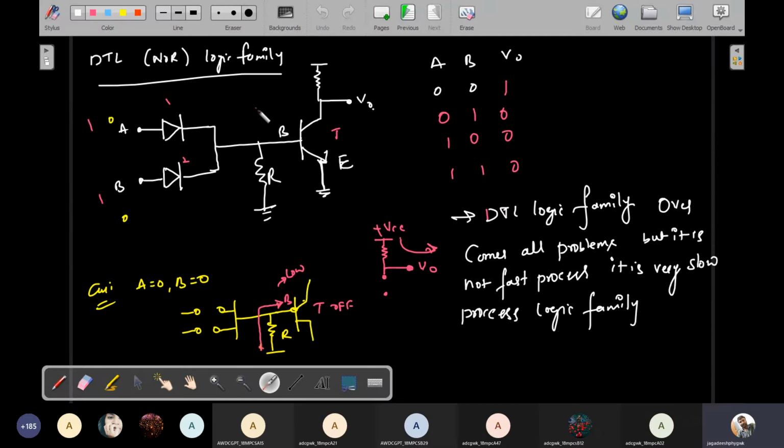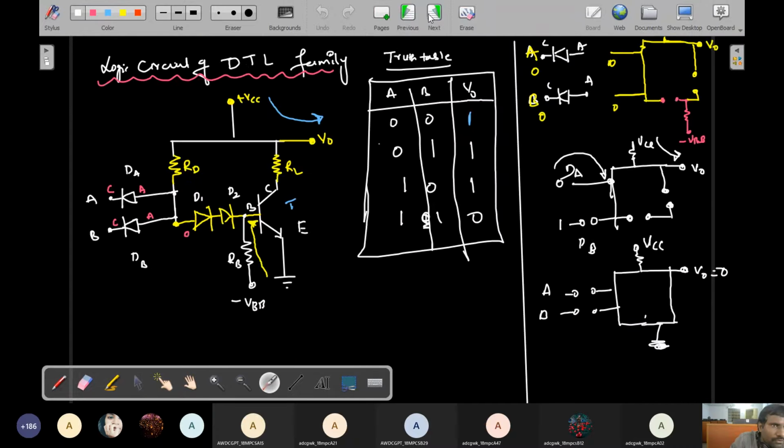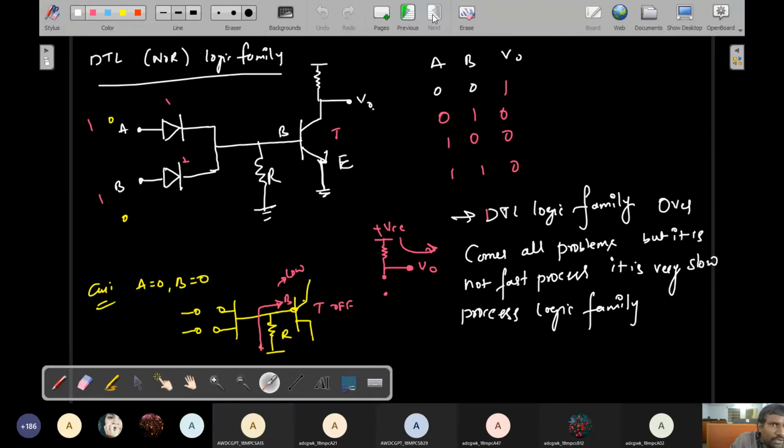So in the previous class I explained all these things. In the previous class we completed the logic circuits of the DTL family using NAND gate and NOR gate.